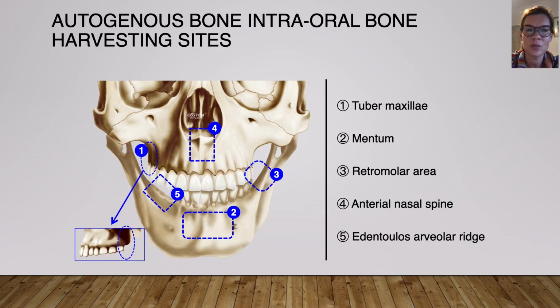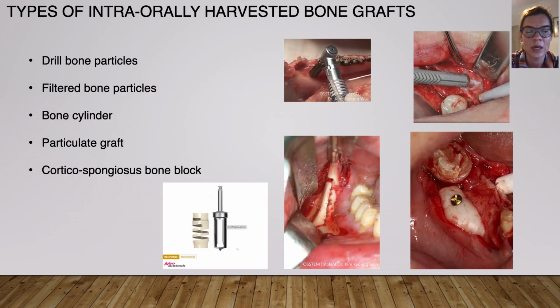In many of the cases we use intraoral bone harvesting, and the most common sites could be seen here on that slide. So the tuber maxillae, the mentum, the retromolar area, the anterior nasal spine, and the edentulous alveolar ridge itself.